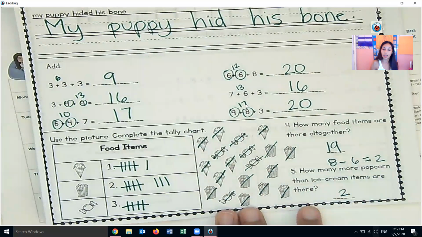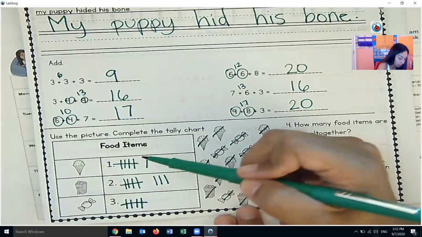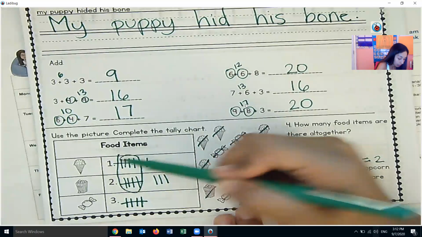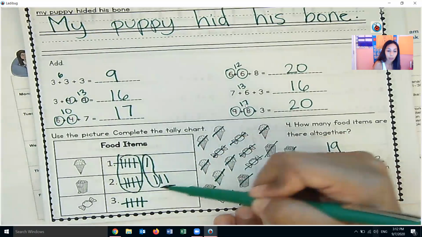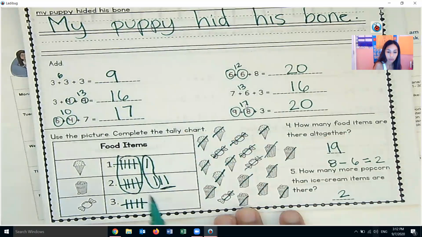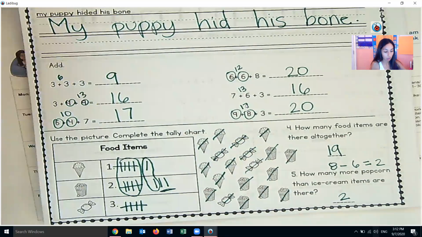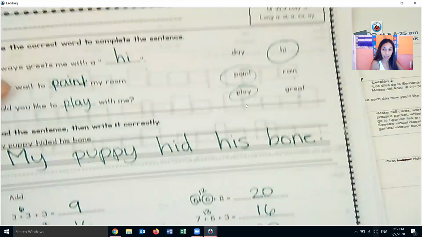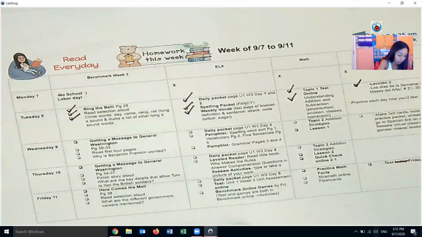And we can kind of see that in the picture as well. How many more? Well, these are the same. And then these are the same. So I can see there's 2 extra popcorn than there are ice cream. So we can see that in the picture there. Okay, so that's Unit 1, Week 3, Day 3, our daily packet. So I'm going to check this off.